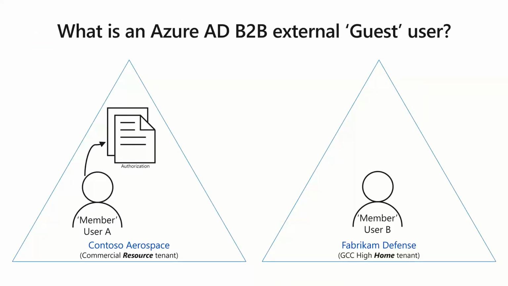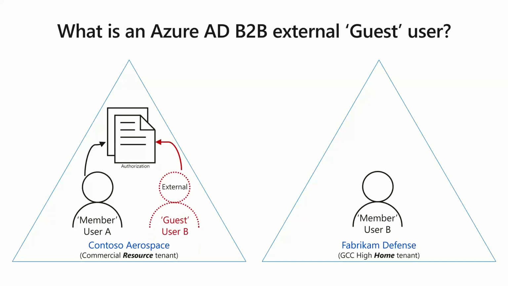So what is Azure Active Directory B2B? Good question. It essentially is the ability to do guest access, external guest access within a tenant. So in this particular case, you see you have two tenants, and you've got one user in each tenant. Contoso Aerospace is the resource tenant, and ultimately you've got that member access to a resource that is hosted inside the same tenant. It's just a matter of authorization. You've got a member user B that's in the Fabricam Defense tenant, right? And at this point in the illustration, there's no external access.